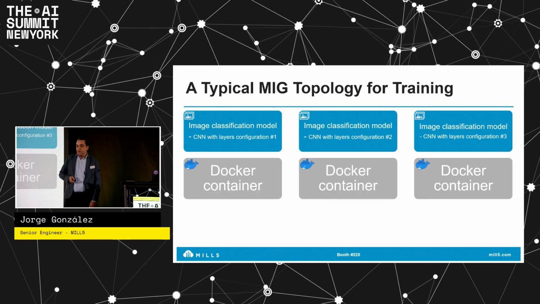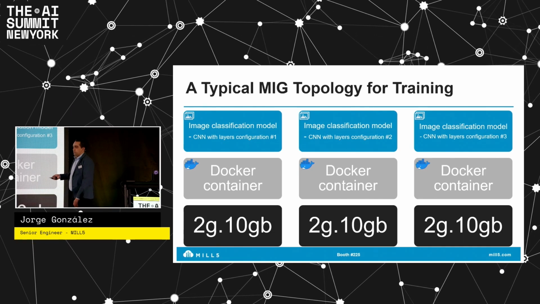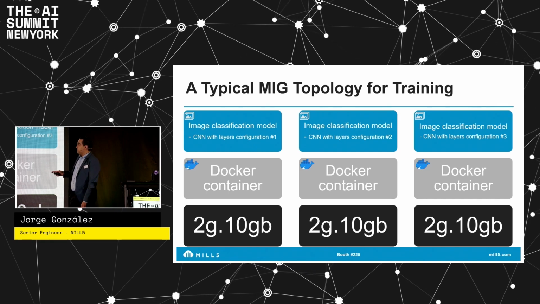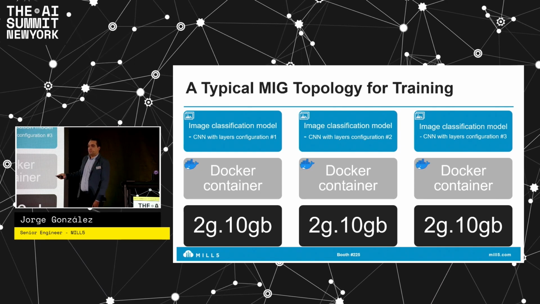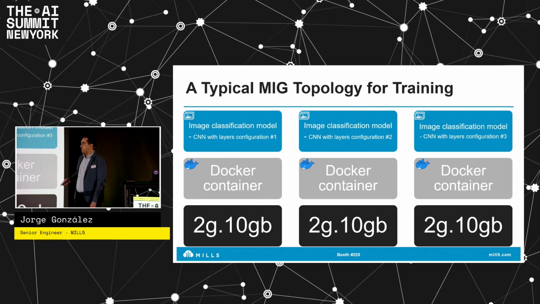And for example, here, 3 different Docker containers using exactly the same configuration of the MIG instance. This will allow you also to, in some way, make sure that you are using exactly the same resources, and you will be able to compare those metrics that you get when you train the models.